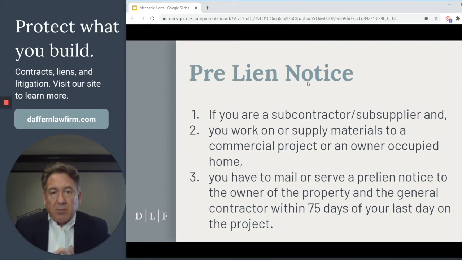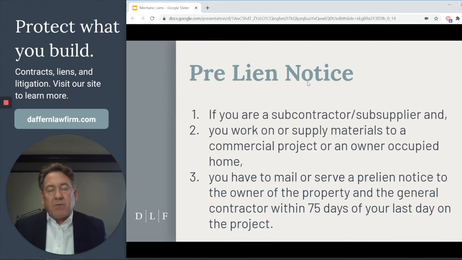So let's talk a little bit about working on a commercial project. What exactly is a commercial project? Well, simply put, a commercial project is one that's not a residential project. And the statute defines a residential project as 4 residences or dwellings or less. And so that's typically a custom home, a spec home, someone who hasn't moved into a home yet. So a commercial project or an owner-occupied home.